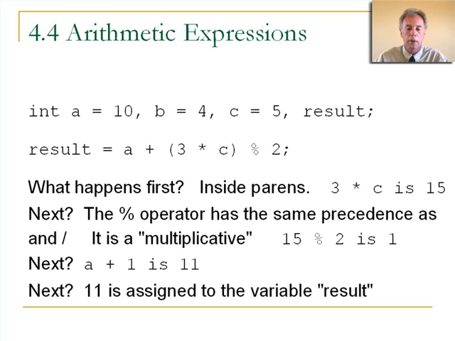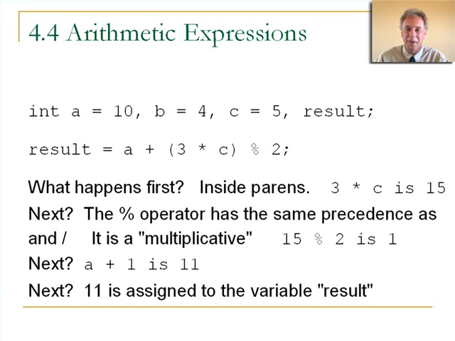Result gets A plus 3 times C modulus 2. What happens first will be inside of the parentheses: 3 times C. So 3 times what's in C, which is 5, gives us 15 inside the parentheses. Then what happens next? The modulus operator has a higher precedence than the addition operator, so we'll do the modulus next. So we have 15 modulus 2.